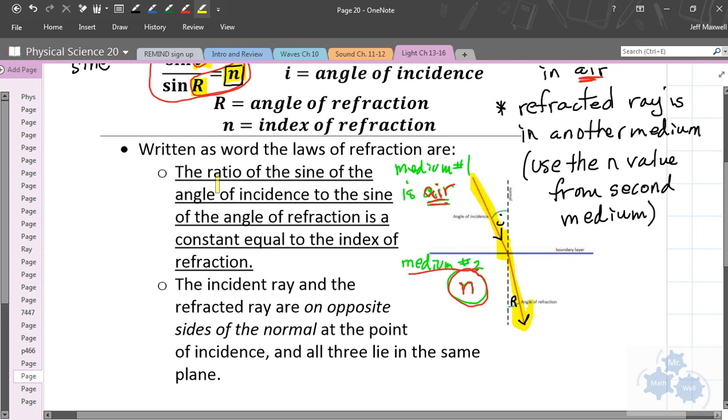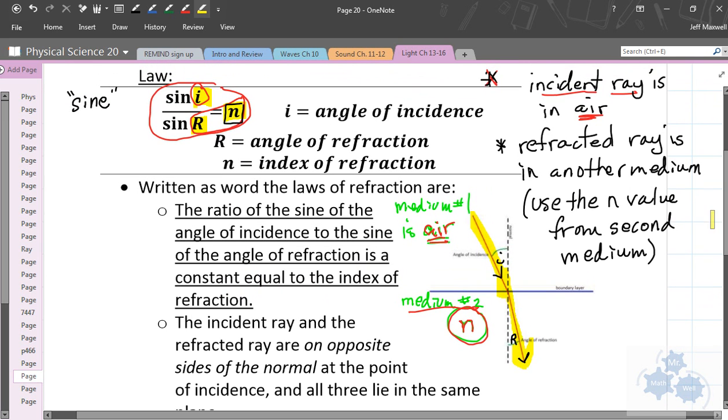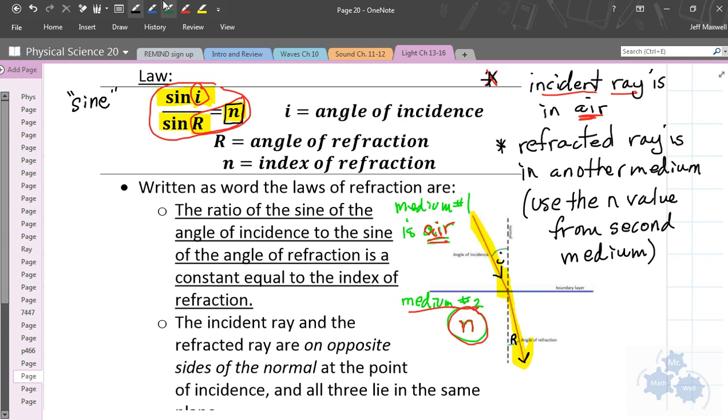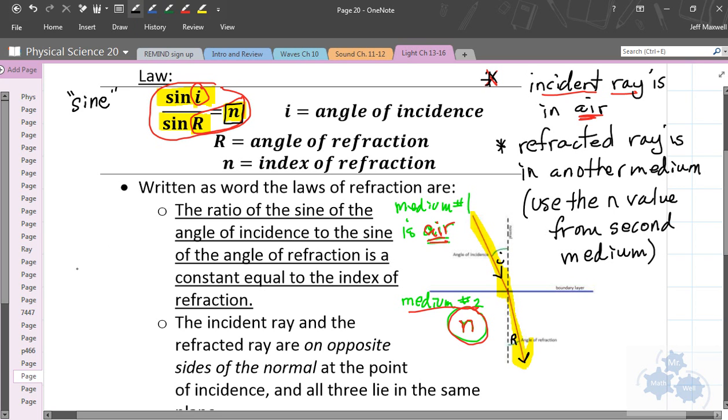So again, the ratio of the sine of the angle of incidence to the sine of the angle of refraction is a constant equal to the index of refraction. So that's basically what this formula says. Okay? Sine of I divided by sine of R equals N. And of course, we could rearrange that, couldn't we? We could also say that the sine of I divided by N equals the sine of R. And just like any mathematical formula, we can rearrange that to equal something else.